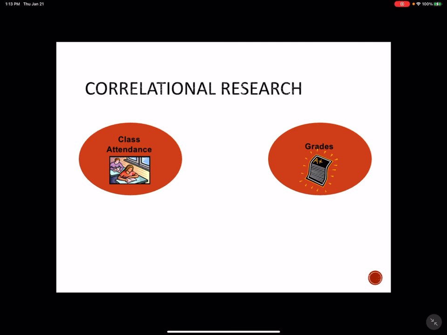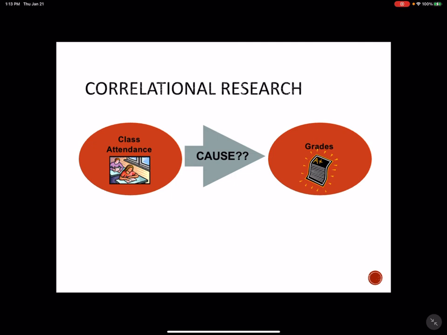I'm not manipulating. I'm not making students come to class, and I'm not giving them better grades because I see their faces every day, even though I wish I could do that. But let's say there is class attendance. We find a positive relationship between class attendance and grades. As class attendance goes up, grades go up. So I would naturally assume that class attendance causes good grades. We would hope that there would be a relationship in that direction.